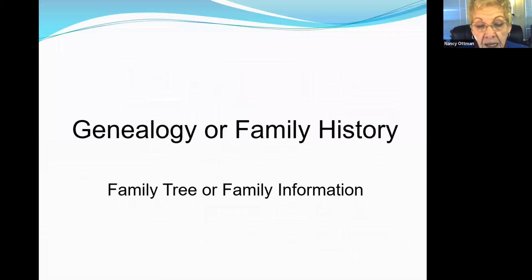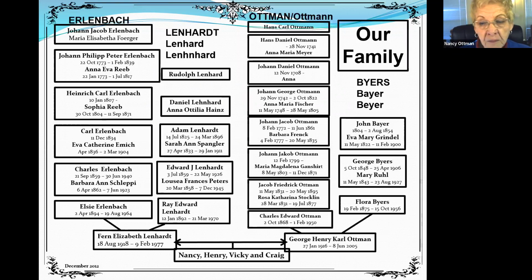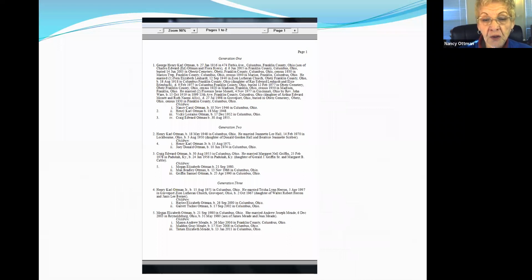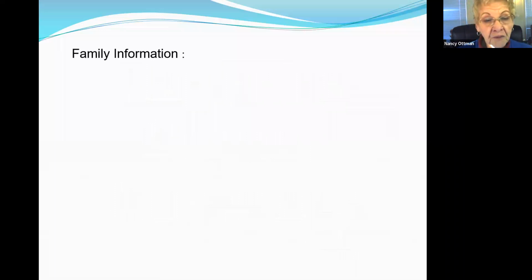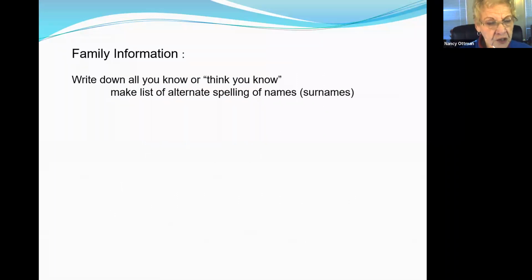Here we go. When we talk about genealogy, do you really want to do genealogy or are you looking just for family information? As you collect that information, here's an example of a mini chart that I put together of my family on both my mother and father's side. Or are you looking for more detailed information where you can look at each individual generation? From there, once you start gathering your information, and then you can decide how you want to use that, you should write down all you know or think you know about a particular individual and make a list of all the alternate spellings of names and surnames.